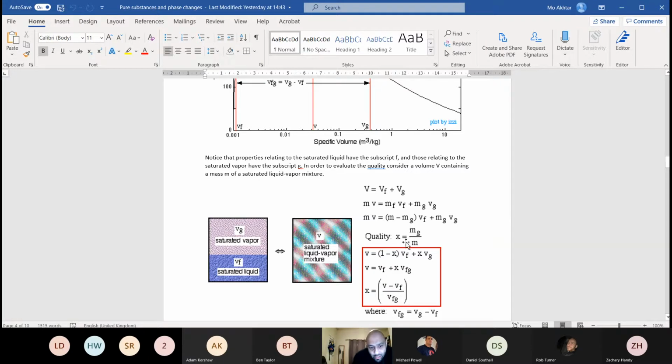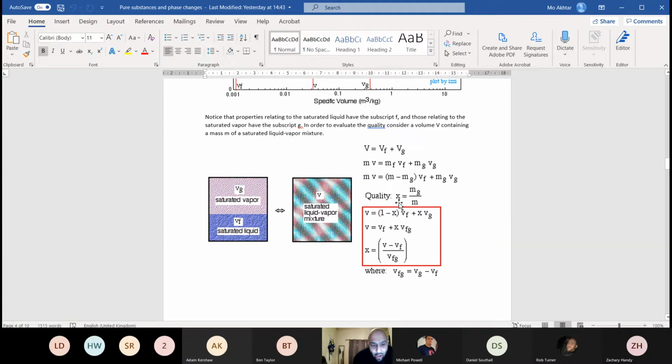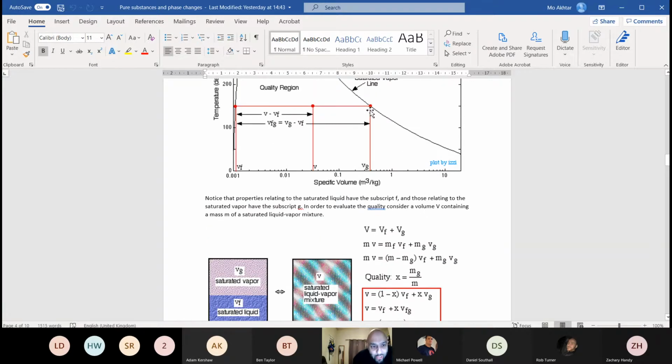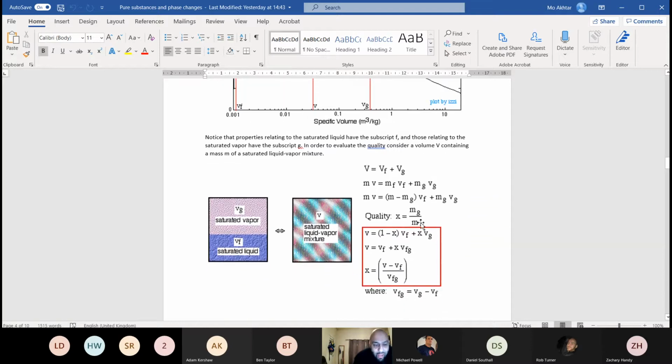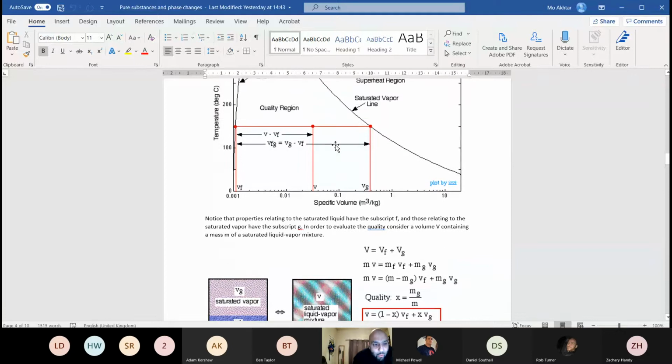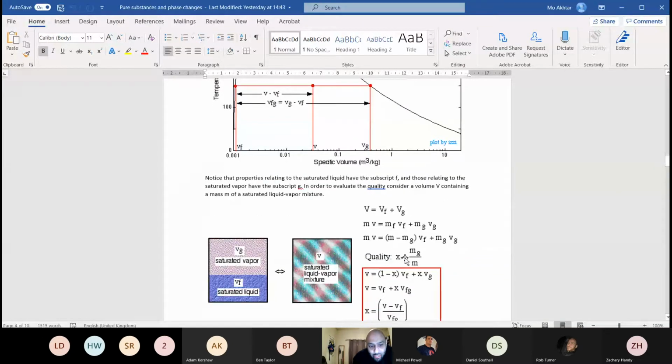You've got your X. There are different ways you can calculate X. You can calculate it by mg divided by m: the mass of G, which is at this point, divided by the total mass M, which is at a specific point here. We're going to come to that in a second. X is a ratio factor. Whatever this line is, divided together, gives you a ratio. If that line went all the way to here, you'd get a ratio of one, so X is going to be one. It's going to be pure. That's the idea behind it.